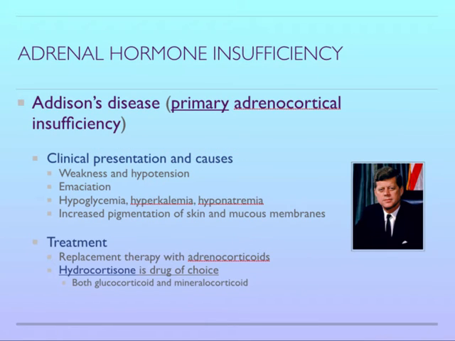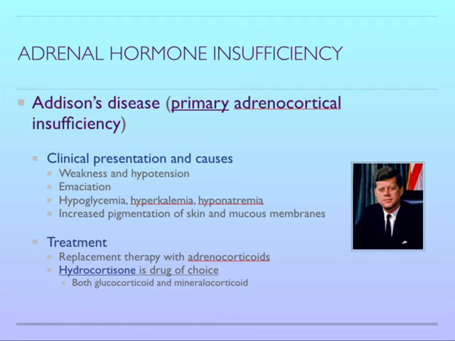Now, we're still talking about insufficiency here. Now we have what we call Addison's disease too. This is separate from having surgery and removing the gland; this is actually a cause of insufficiency. Addison's disease is a primary adrenocortical insufficiency state. President Kennedy had this. I don't know if anybody knew that. It's just an interesting little fact.